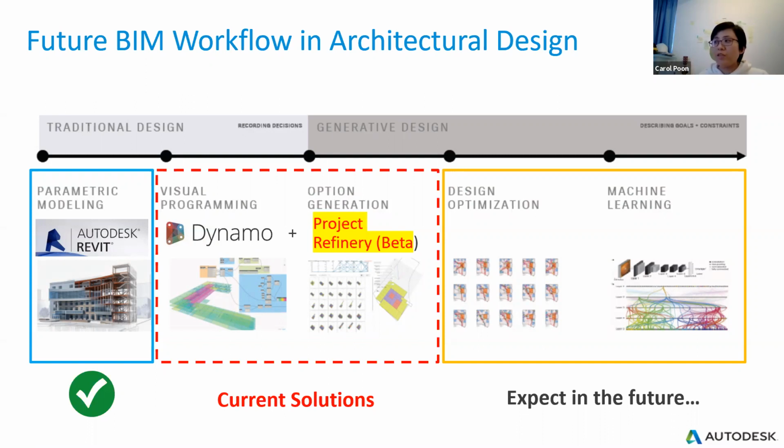And more advanced, we have Project Refinery. This is the beta software or solution of Autodesk. We can just input our Dynamo script to this Project Refinery beta version, and then it will help us generate all the possible design options. I'll show you more later on. And in the future, as we all know, the government has talked about AI, smart city, big data, IoT. So in the next stage, we'll move to the AI field, and more machine learning algorithms or tools will be launched later.